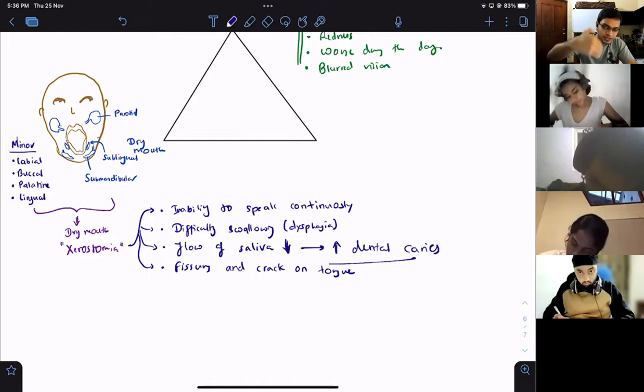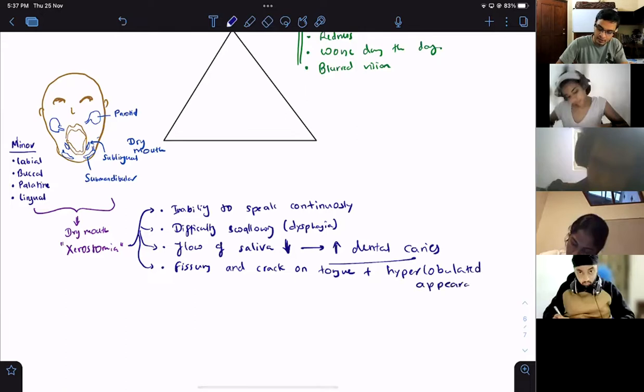And when there are fissurings and cracks, what is happening to the surrounding areas which don't have cracks? They undergo inflammation and they swell up a little, right? So this gives a hyperlobulated appearance, right? A hyperlobulated appearance.